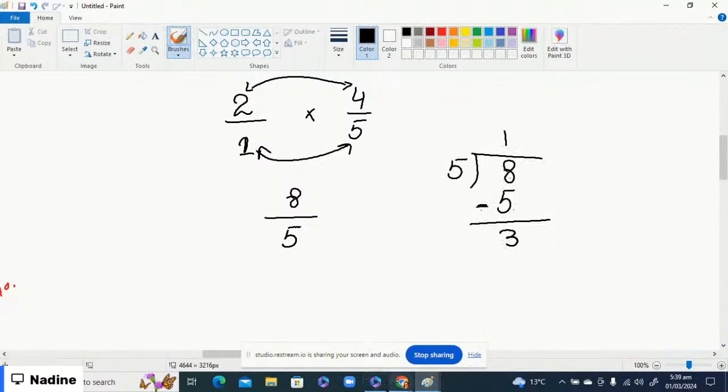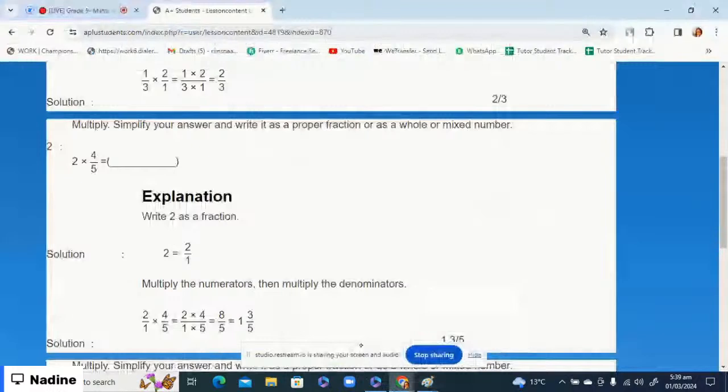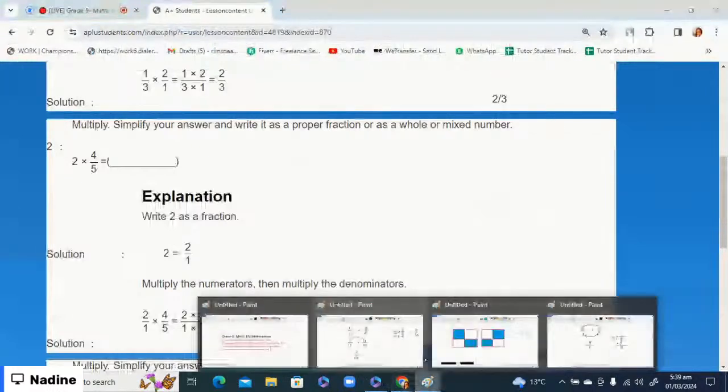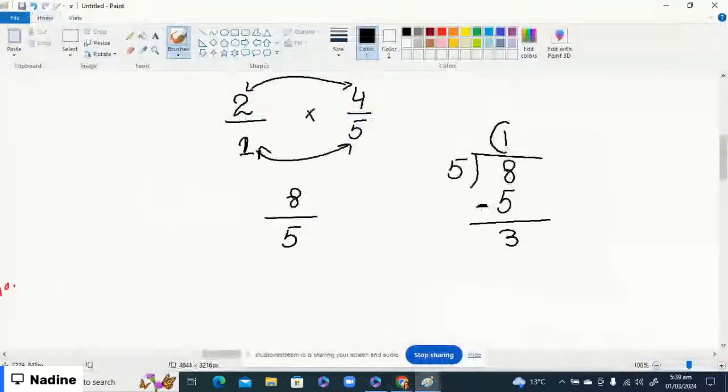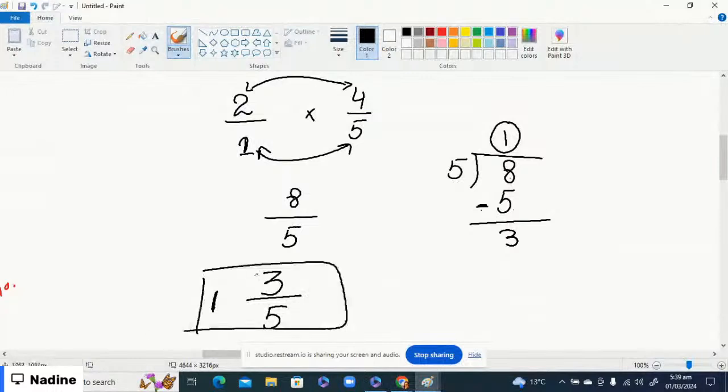Okay. And then to convert it, how to convert? This top, we are going to write it here. This bottom, we are going to write on the top. And this 5 is in the same position. So our answer is 1 into 3 by 5. This is your mixed fraction. Understand?